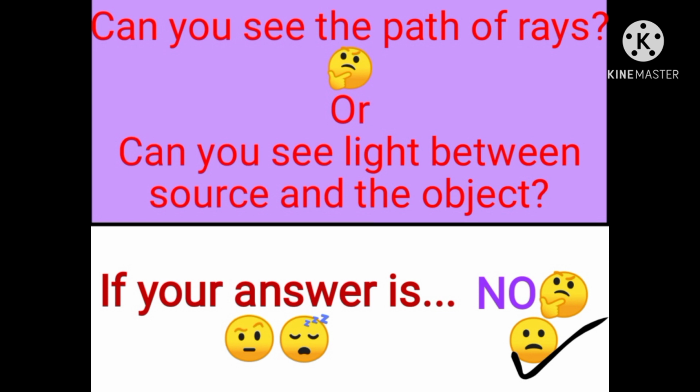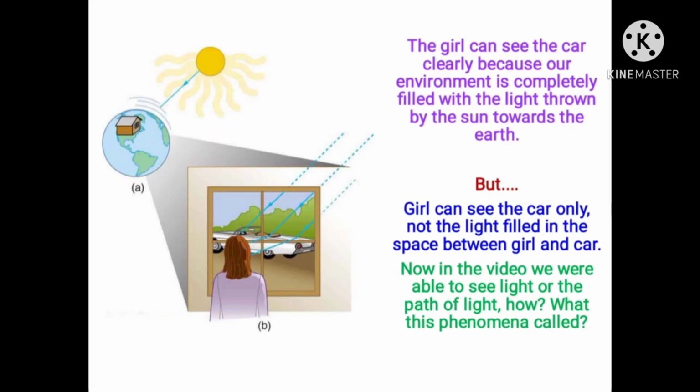Now can you see the path of rays, or can you see the light between the source and the object? If your answer is no, then you are correct. So let's see the situation by an example.